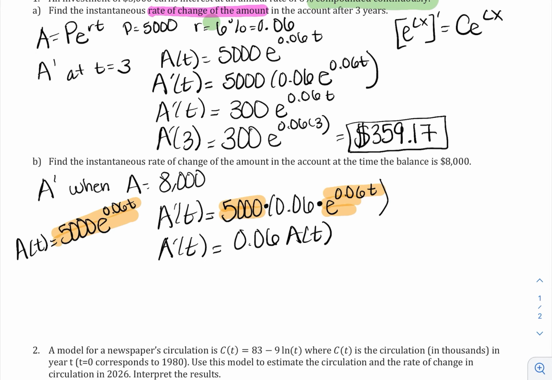So what I did is I just replaced the orange with a. And why should I do that? Well, because I have a. I don't know what t is, but I know that I want the rate of change when a is 8,000. So I can replace a with 8,000. And again, I'm going to use my calculator, and it's actually going to come out to be a perfect number, $480.